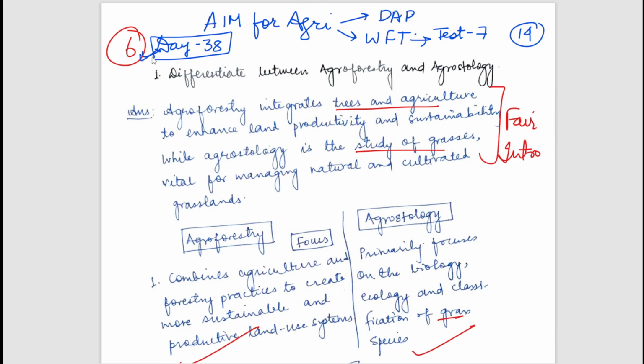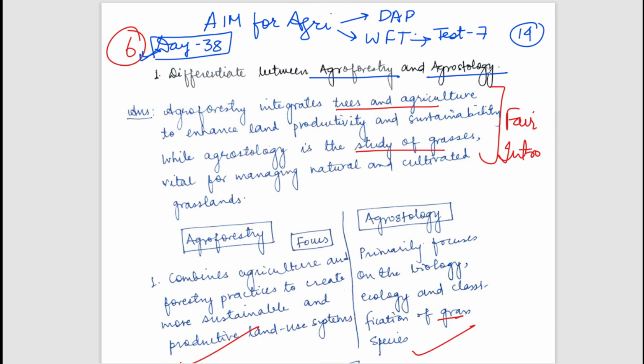By analyzing these types of answer copies, it can be helpful in your answer writing journey. You can see how to introduce, how to conclude, how to add certain points, how to add examples. So all these things can be very helpful in your answer writing journey. So let's start. The first question is differentiate between agroforestry and agroastrology.